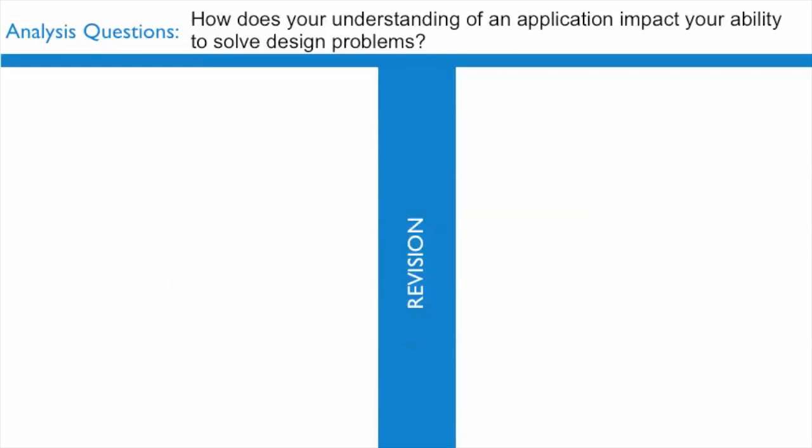So now that you've received some feedback from other people, you'll have an idea of the kinds of revisions that you want to make. This leads us to the next question of, how does your understanding of an application impact your ability to solve design problems? The reason this is important is because for every what that has been identified in your feedback, you need to think about the how. Essentially what this means is, if somebody says it would be really cool if you had motion graphics, you need to be able to understand, okay, how do I do that?